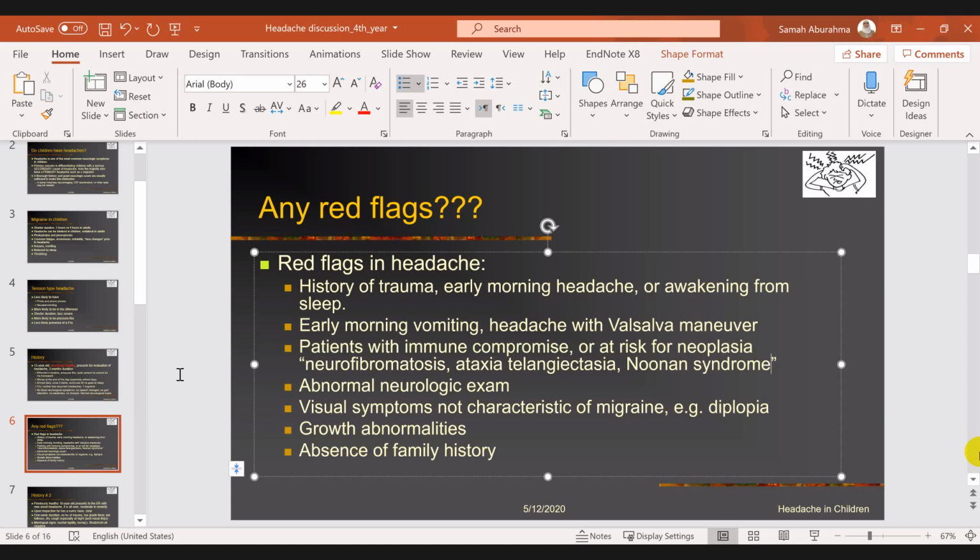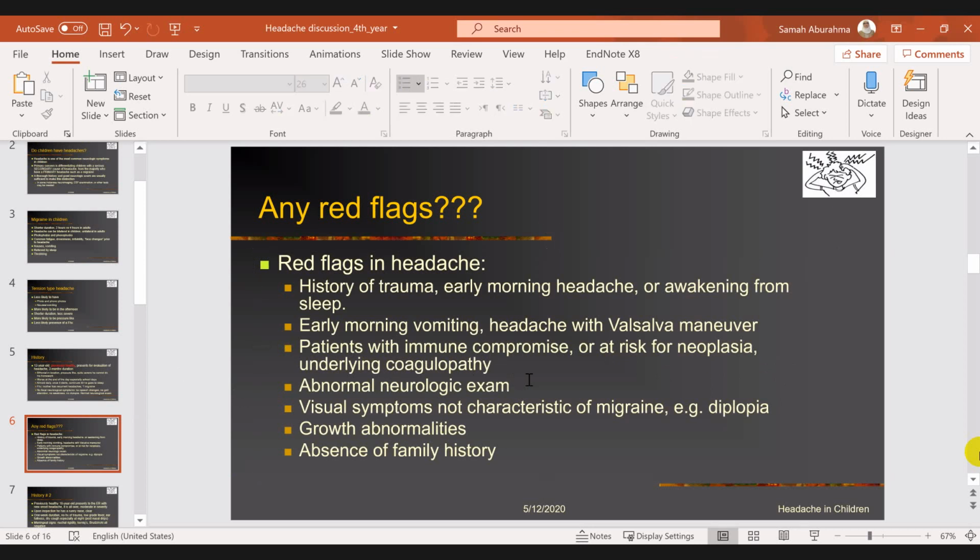A child with an underlying condition like this is a red flag. This is when you should think of a serious underlying condition. Of course, naturally, if a patient has an abnormal neurologic exam, or if they have neurologic symptoms that are not characteristic of migraine, for example, having diplopia, okay, the presence of growth abnormalities, and the absence of a family history. So these are the red flags in headaches in children, and these should be the components of your history.